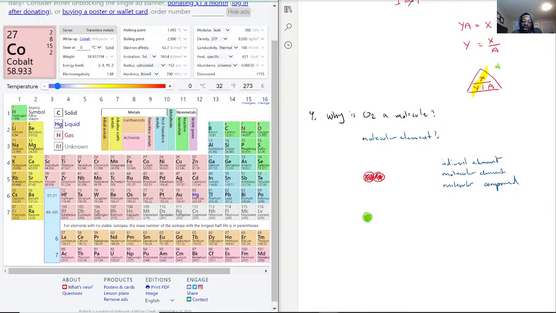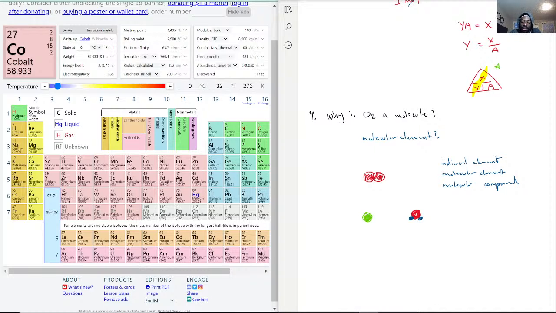A molecular compound is, let's say we have the perfect example, H2O, where we have two hydrogens and one oxygen. That is a molecular compound because it is two. I actually prefer to do this. So exactly, we have that oxygen there, and then we have the two hydrogens attached to it. Okay, that is what we call a molecular compound because it's made up of different elements.